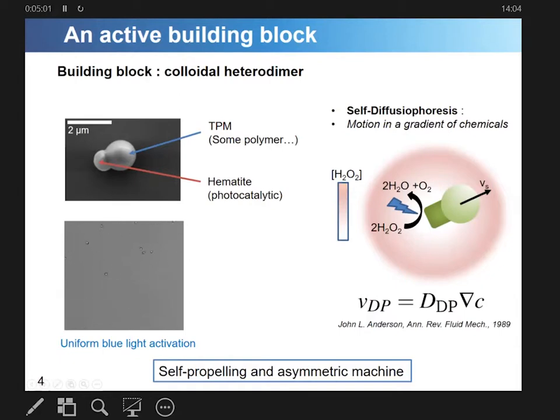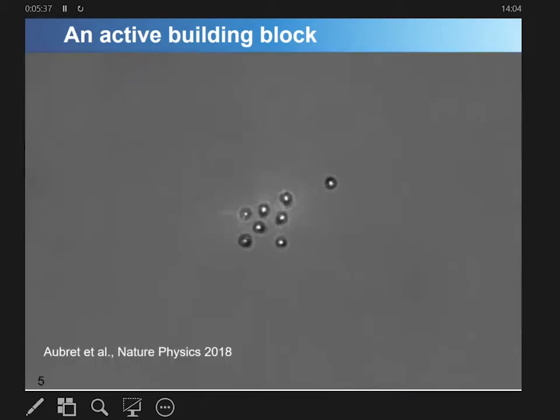And these particles, if we just shine a uniform blue light in the sample, sediment at the bottom surface of the sample, so here everything is in 2D, and they exhibit a persistent random walk, where they go in a straight line, and then thermal diffusion reorients them, and they show this effective diffusive behavior at longer times. So we have this self-propelling and asymmetric machine, and the particularity of this heterodimer is that it's composed of two parts, and actually it's designed this way so that it can be sensitive to light gradients. And we actually harnessed this particularity before to direct the particles and force them to self-assemble.